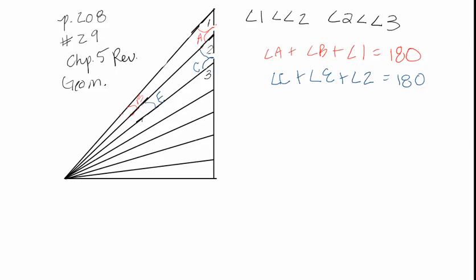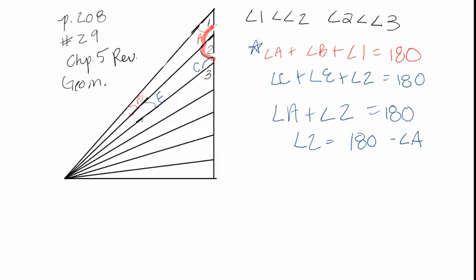Now, notice also that angle A plus angle 2 is on a line, right? So then we know that angle A plus angle 2 equals 180, okay? If we solve this for angle 2, then 180 take away angle A is what angle 2 is equal to. Now come back up to this first equation we started with. If we solve that for angle 1, angle 1 is equal to 180 minus angle A, then minus angle B, right?